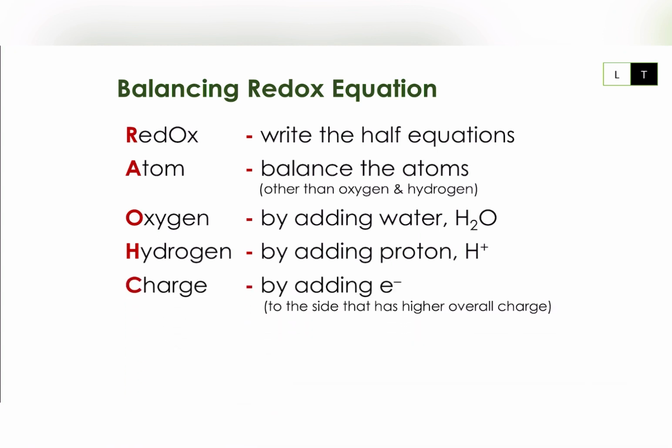Next step, you have to balance charge by adding electrons at the side which has higher overall charge. So this is where you have to add electrons at the more positive side based on their total charge. And last but not least, you have to determine that both half equations have the same number of electrons so that you can cancel them out. So this is RAO CHAIR, the acronym that I'm going to use when balancing redox equations using the ion-electron method.